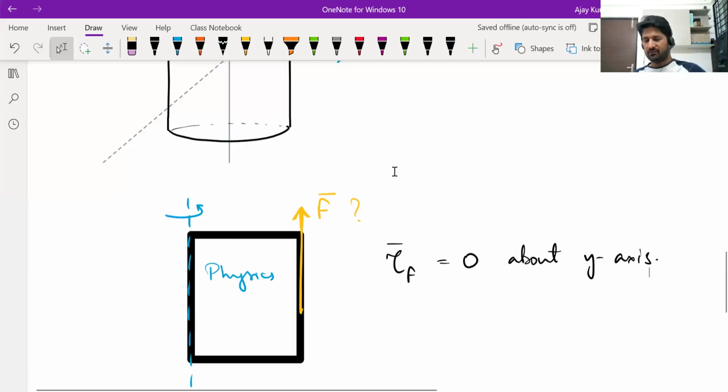So why I'm explaining all this is because in many situations, you will first have to decide if a particular force produces a torque or not about a given axis. How to decide that? You imagine the line of action of the force. If it passes through the axis, no torque. If it is parallel to the axis, no torque. Neither parallel nor passing, only then torque will be produced.